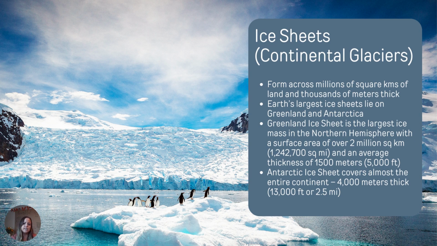Moving on to ice sheets or continental glaciers. These are glaciers that take up a very large area. They can be millions of square kilometers and thousands of meters thick. A lot of these are going to be found in Greenland and Antarctica. The Greenland ice sheet is the largest ice mass in the northern hemisphere, and then the Antarctic ice sheet is the largest in the southern hemisphere. The Antarctic is actually separated by two different ice sheets, and we'll talk about what happens if either of those melt a little bit later.